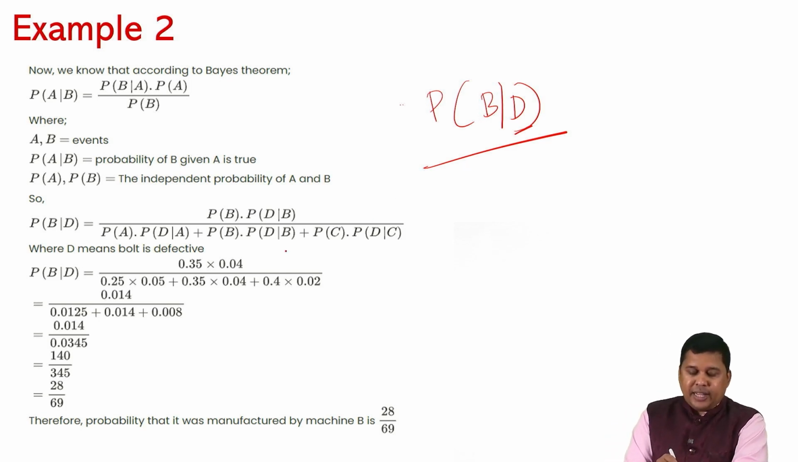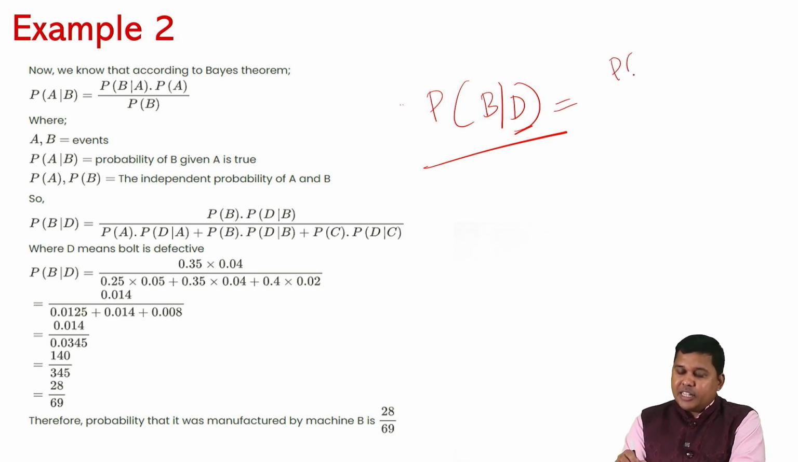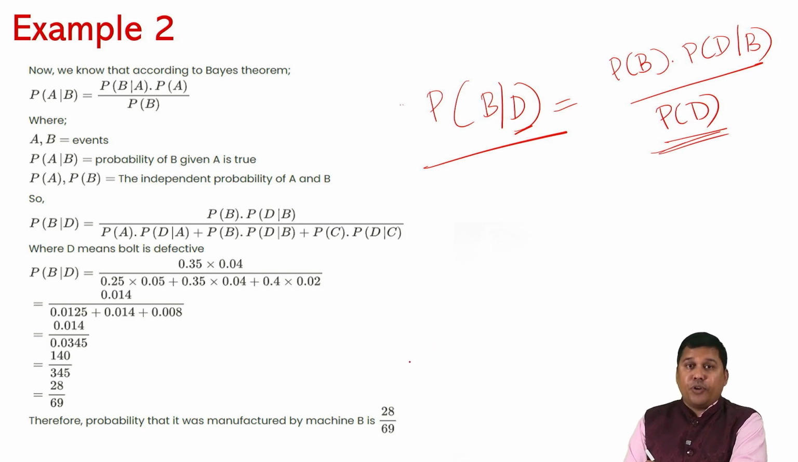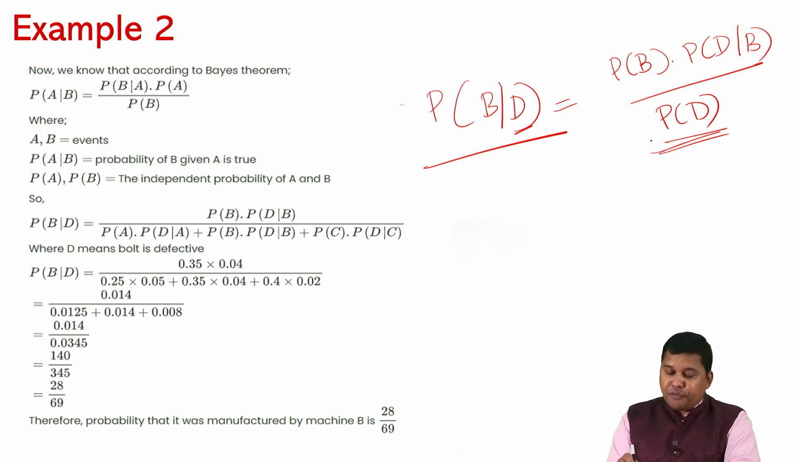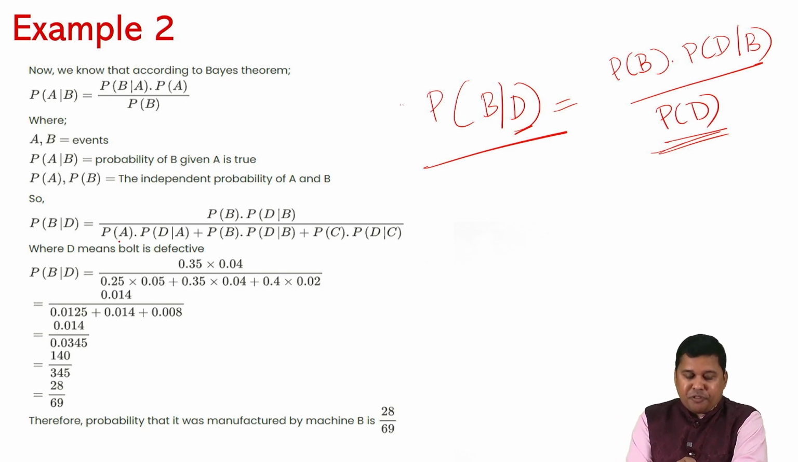For that, I also apply the total law of probability. We know the formula: P of B given D is P of B into P of D given B divided by P of D. But how do you find P of D? To find P of D, we apply the total law of probability. P of D is P of A into P of D given A plus P of B into P of D given B plus P of C into P of D given C. We know all these values. Substitute that, and you get the value as 28 by 69.